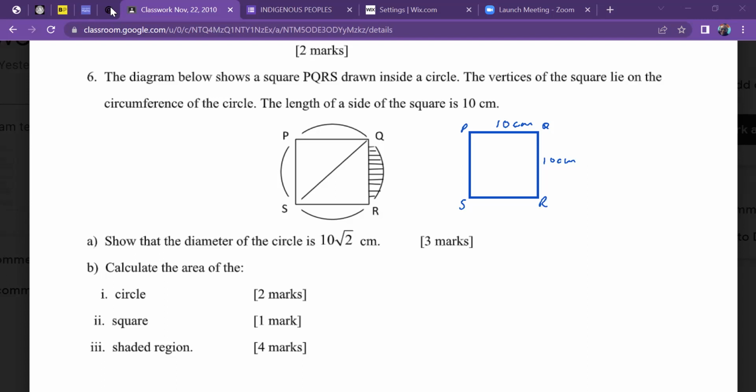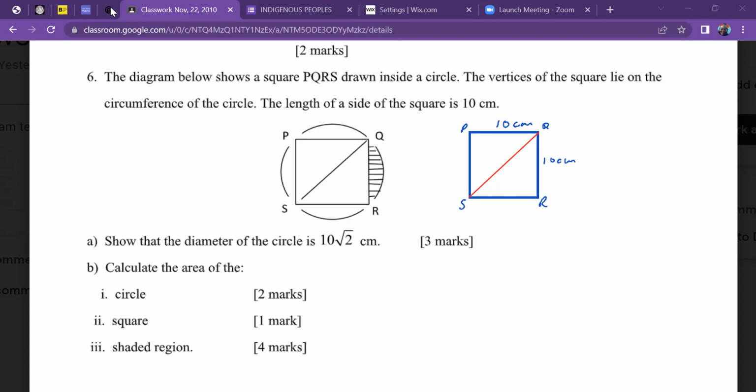What would the diagonal, this diagonal here from S to Q, represent? What does that diagonal represent? That would represent the diameter. Does that make sense for you? Okay, so it makes sense for it to be the diameter.